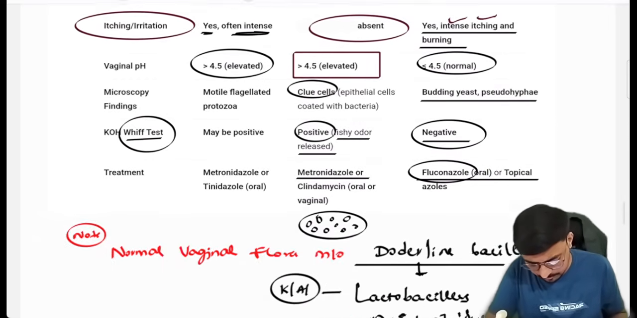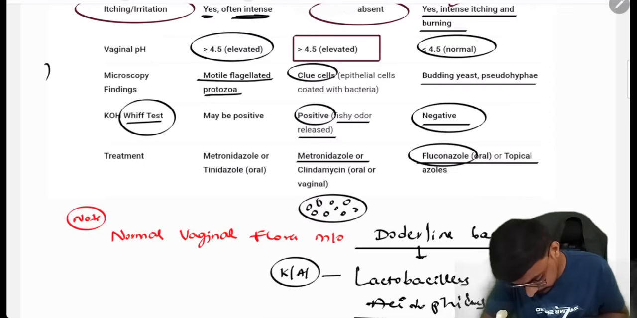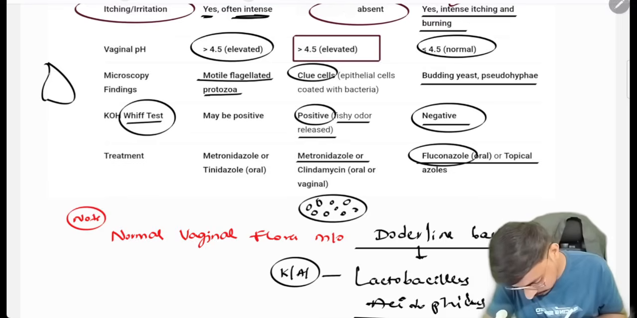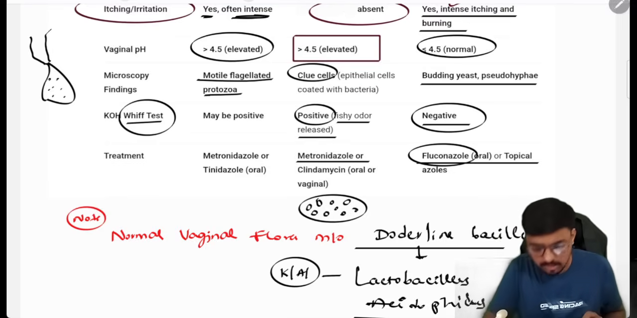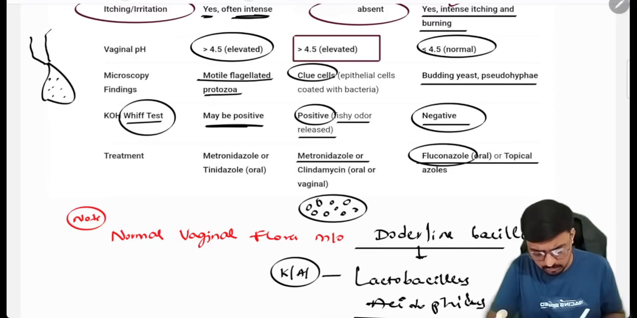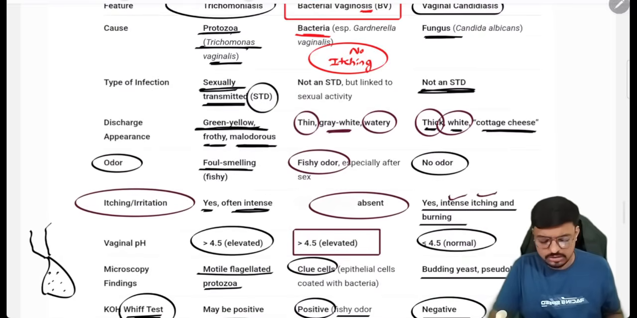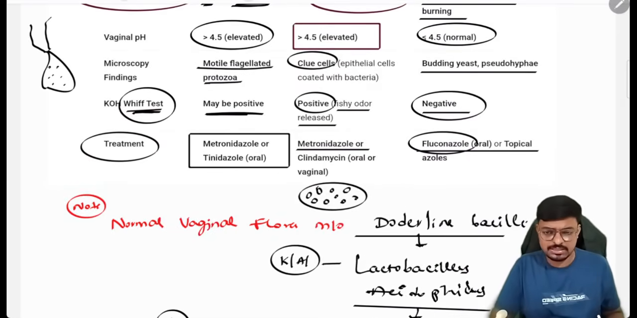Next, the microscopic finding. Here we will get a motile flagellated protozoan, like this. This is the flagellated protozoan. We get the motile, meaning moving, flagellated protozoan in the microscopic examination of the vaginal discharge. The whiff test may or may not be positive; it may be positive, but the whiff test is classically positive only in bacterial vaginosis. Treatment for this protozoal infection, Trichomonas vaginalis, is metronidazole. Metronidazole is the drug of choice, right? Hope it is clear to every one of you.